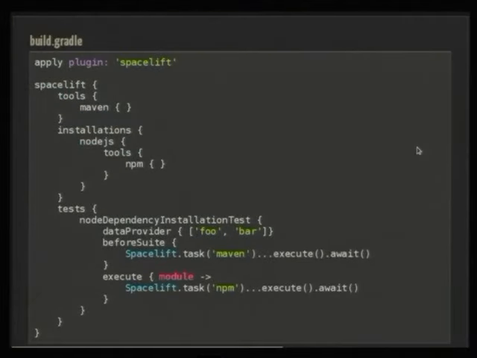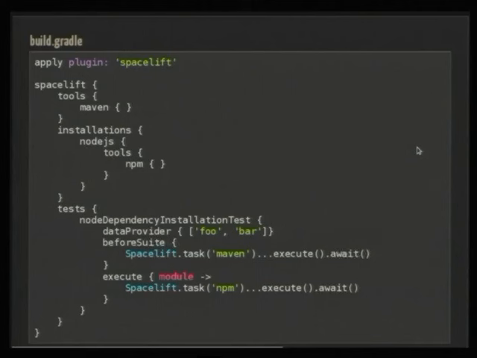So this is how our DSL looks at this moment. You can see this is a build Gradle file, and we apply a plugin called Spacelift, and all the tools, all the installations, all the tests you define directly in this file. Here I'm defining a tool called Maven, and I've omitted the inside parts of these tools for clarity. This will bind to a Maven installation that is already present on the system, because I can do it. If I'm sure that Maven will be there, I will do it that way.